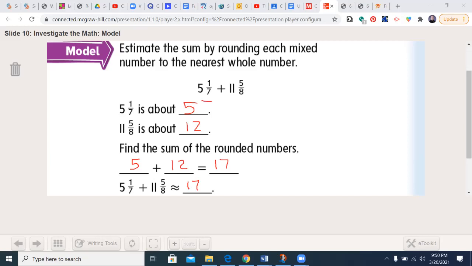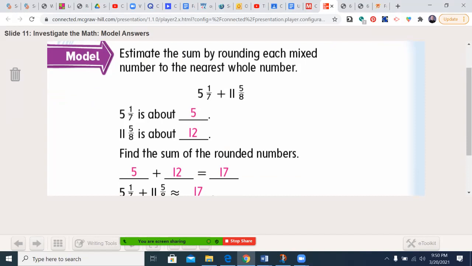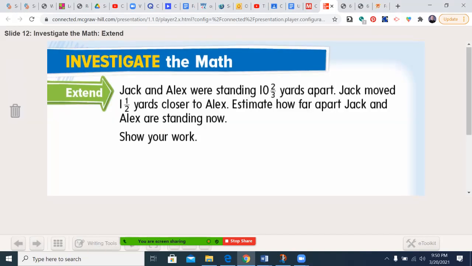Real basic parts again. Just look at the denominator. If the numerator is more than half of it, you add 1 to this. If not, you keep it the same. You see the answers on the previous one were good.